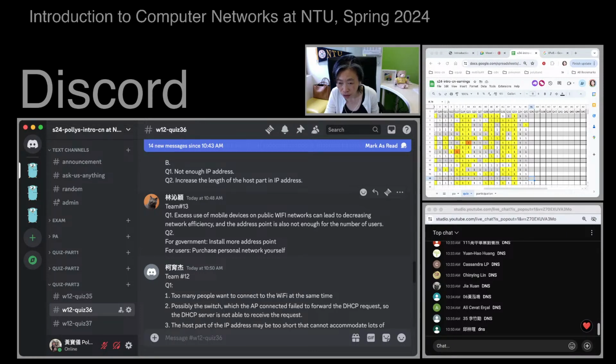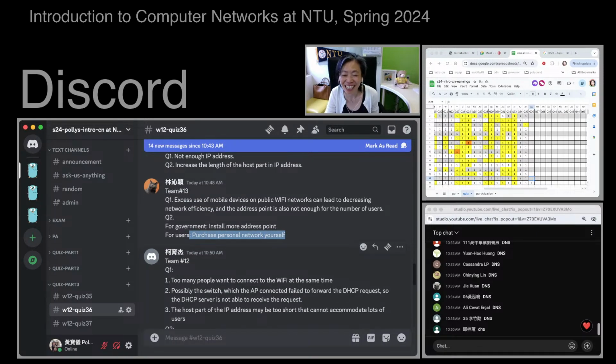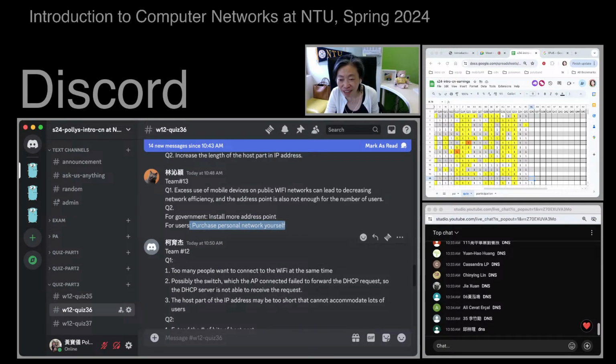Okay. Install more access points. Purchase personal wireless network yourself. Yeah, sure. Switch to 4G, 5G. Okay, very effective solution, I have to say.